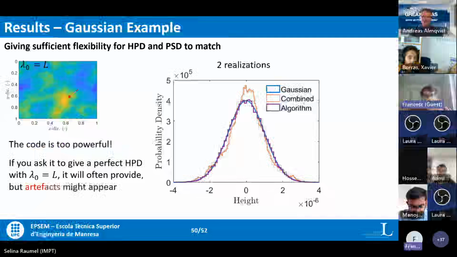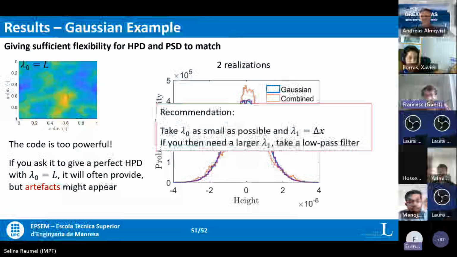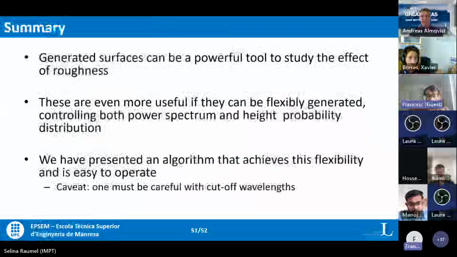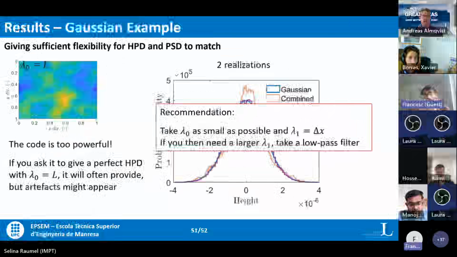So what's the recommendation? Well, basically, you take lambda 0 as small as possible, and take lambda 1 equal to delta x, where delta x is the grid size. Then, if you need, you can low pass filter to increase lambda 1, and you can also select a smaller sample if you want. And if you take these two precautions, then the model is not going to cause problems.